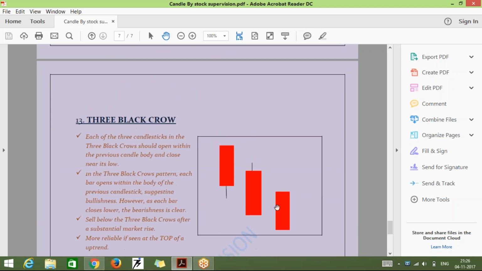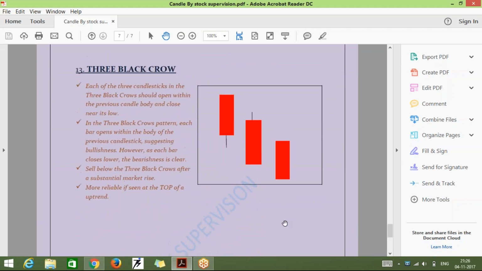The next is three black crows. It's almost opposite to three white soldiers. It's also a very powerful, reliable pattern. Each of three candles in the three black crows should open within the previous candle body and close near its low. Again, exactly opposite to that.